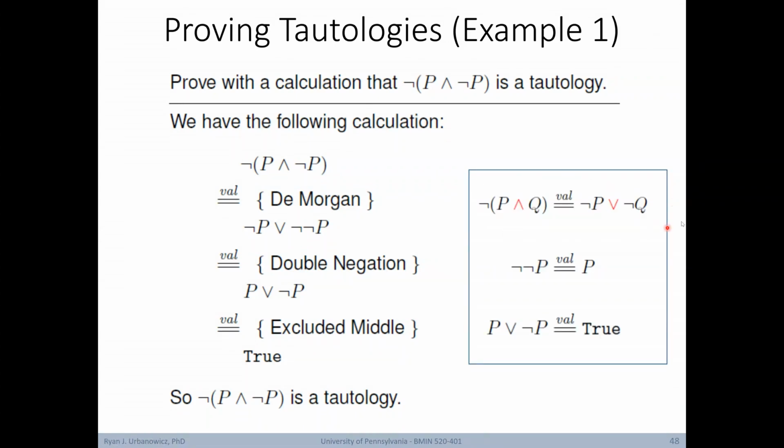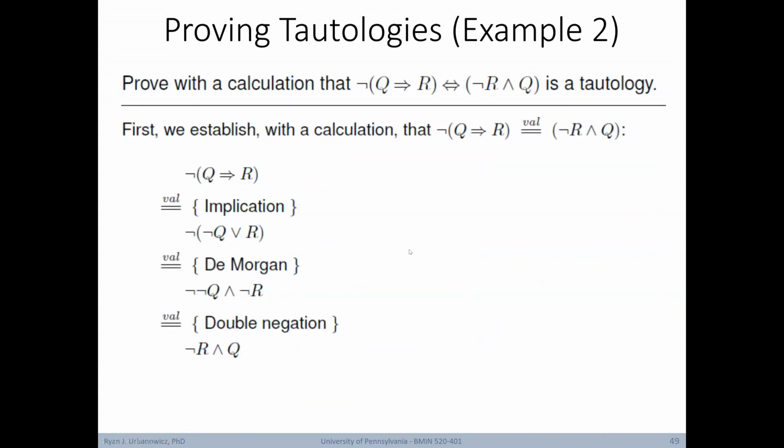First, we apply De Morgan's equivalence, shown here on the right. This lets us transform our starting formula into this next one. And we now know that these two are also equivalent. We can now apply double negation, shown here on the right, to transform this expression to the one below it, and they're also equivalent. Lastly, we can apply the excluded middle to show that this expression is equivalent to true. At this point, we've demonstrated that our original formula is equivalent to true. Therefore, our original formula is a tautology.